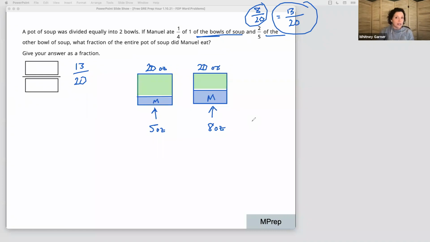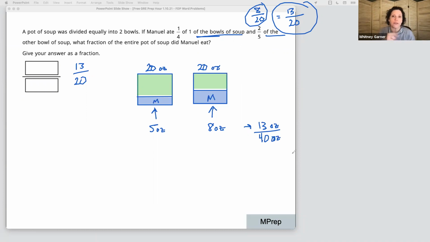If we calculate the answer as 13 ounces over just 20, then we are calculating what fraction of a bowl of soup did Manuel finally get to eat. But I want to know what fraction of all of the soup. So I need that bigger denominator. And so I'm going to need this to be out of the total possible ounces, which is 40.